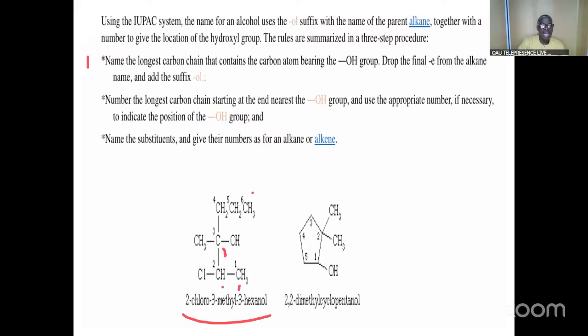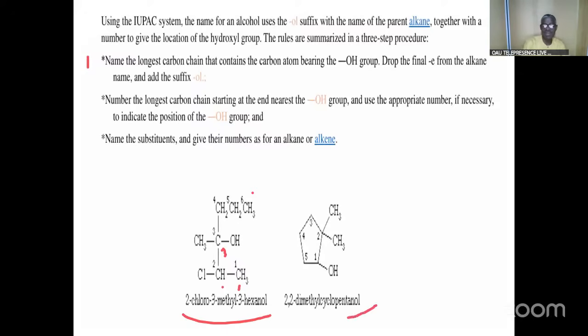See, in the first example I gave, if you go in this anti-clockwise way, no, this is clockwise rather, you can see this is carbon 1, 2, 3, 4, 5, 6. But if you want to go anti-clockwise, it will be 1, 2, 3, 4, so the carbon bearing the OH will be 4. So we can't go through that route. Rather, we must go through the clockwise route that gives the smallest number to the carbon bearing the OH. So we go through this 1, 2, 3, 4, 5, 6. So that becomes 2-chloro-3-methyl-3-hexanol, or 2-chloro-3-methylhexan-3-ol.